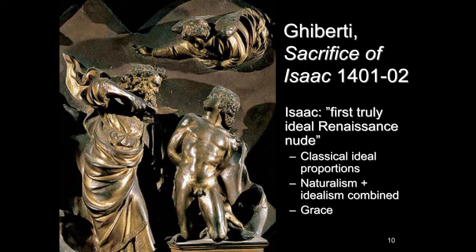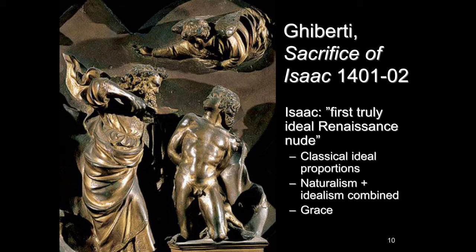Now let's take a look at the figure of Isaac. Instead of an angular twisting form, it's a beautiful, graceful form. Isaac leans away from the knife, but he's not struggling. And you see the torso of this beautiful, ideal Renaissance nude. It's a very small figure, but you've got your classical ideal proportions. You've got something that looks natural and yet is idealistic. And you've got that feeling of grace and beauty, which is so important to the Renaissance. This figure of Isaac has been called the first truly ideal Renaissance nude.